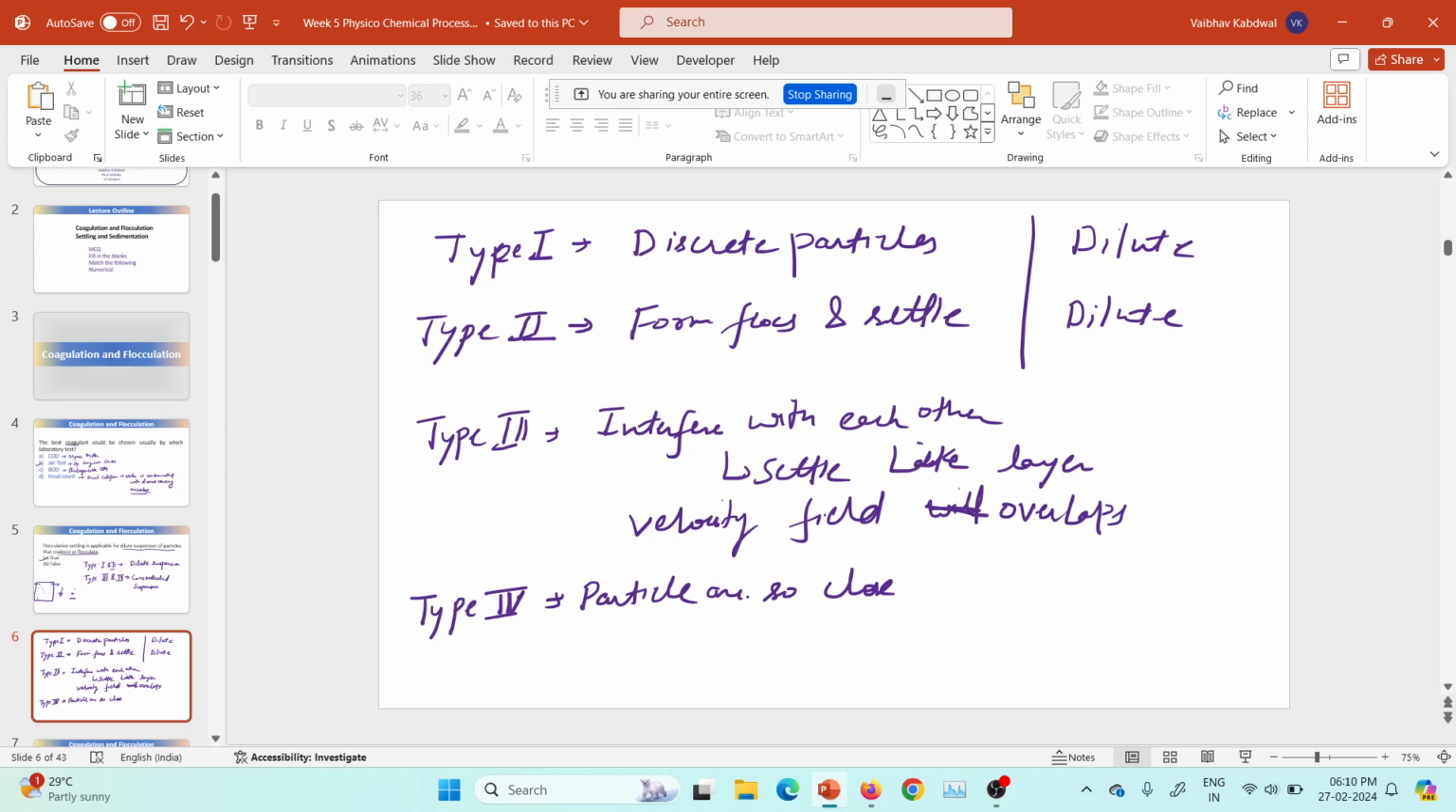In type 4, the particles are so close that water comes out of the interstices. Suppose particles are so close, when they settle the water will come out while settling. So these are the main key points for each type of settling. In MCQs we will see further details.